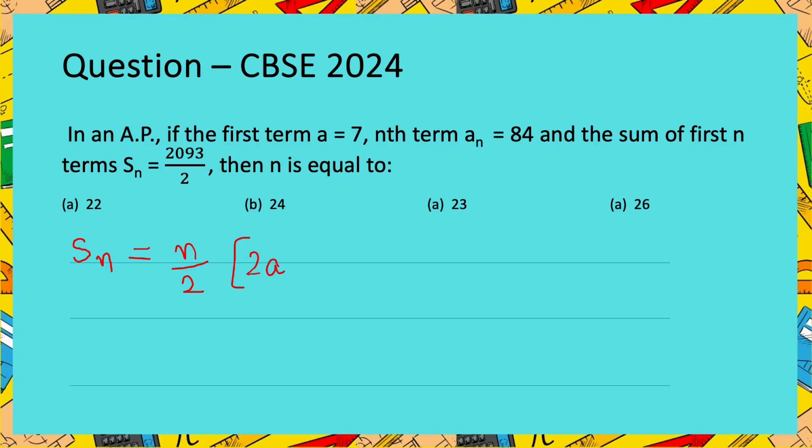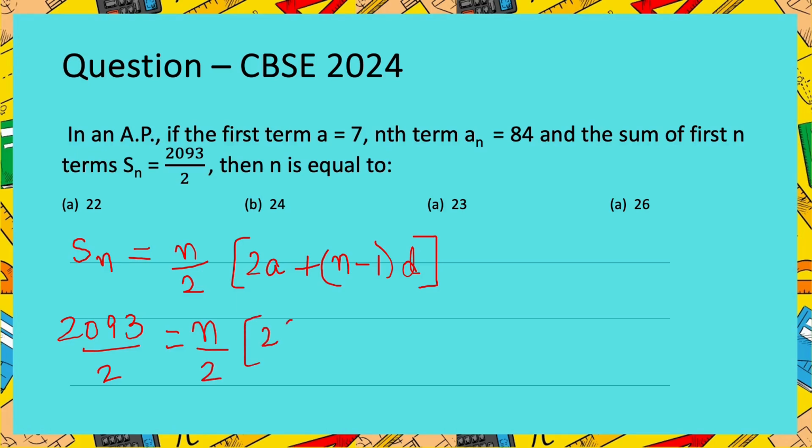So, the question here goes like, in an AP, if the first term A is 7, nth term is 84, and the sum of first n terms Sn is equal to 2093 by 2, then n is equal to... We write the formula again, that is n by 2 into 2a plus n minus 1 into d, and we will substitute the relevant values. Instead of Sn, I write 2093 by 2. I do not know the value of n, but I know the value of a, so I write the a as 7. And again, I do not know the value of n minus 1 and d. I leave it just the way it is.